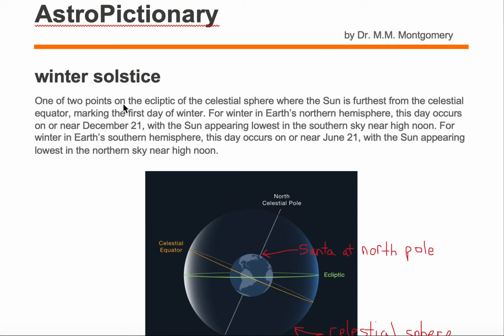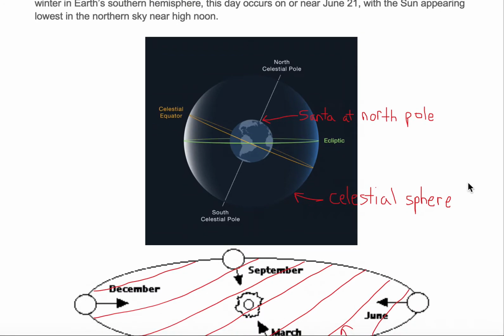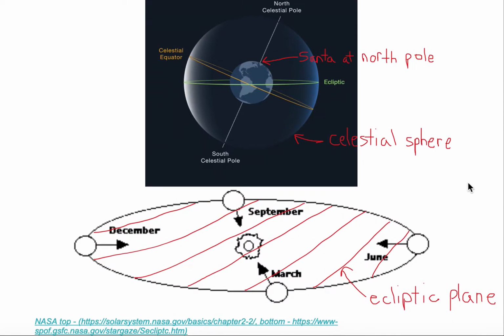It's one of 2 points on the ecliptic of the celestial sphere where the sun is furthest from the celestial equator. Well, what do we mean by ecliptic, celestial sphere, and celestial equator? Well, let's look at these 2 diagrams courtesy of NASA. The first diagram is showing Earth at the center.